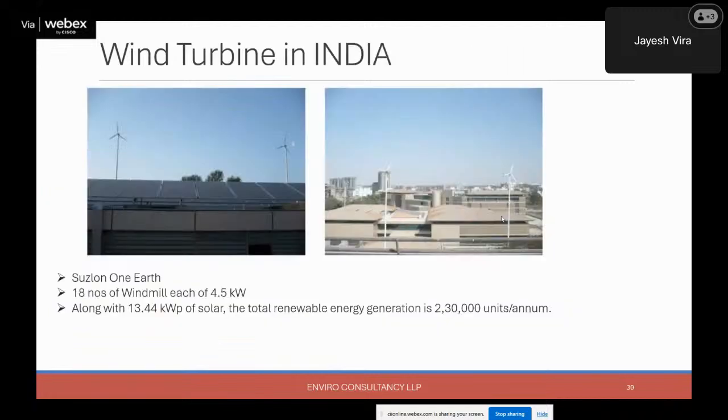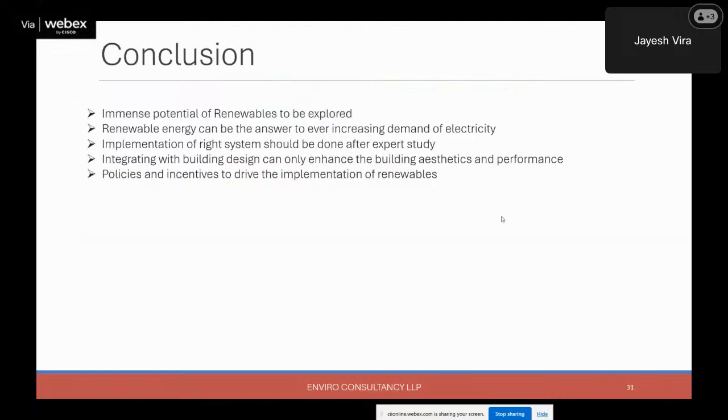Back in India, if we take the project of Suzlon, they have installed about 18 smaller wind turbines, each of about 4.5 kilowatts, and they generate together with solar. The total generation is about 2 lakh 30 units per annum. So the turbines are not widely used in India, but there are a few smaller ones installed in a few of the projects here and there.